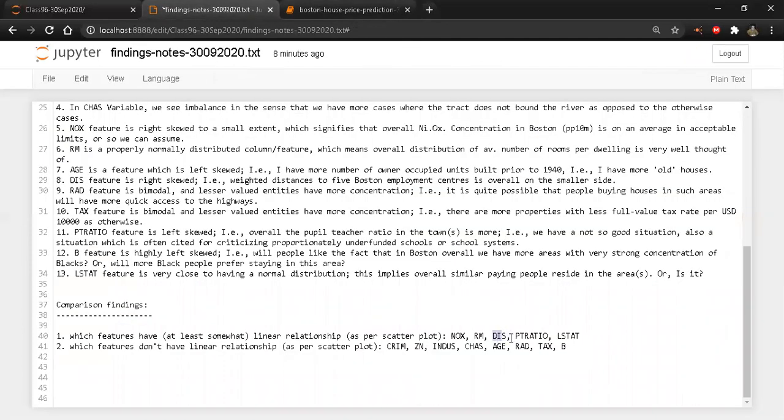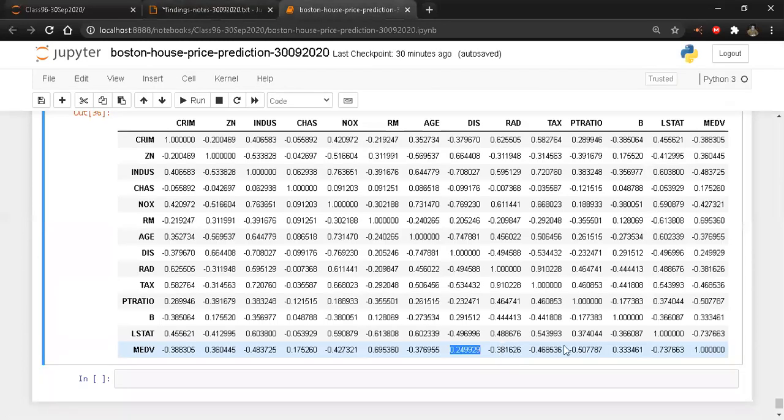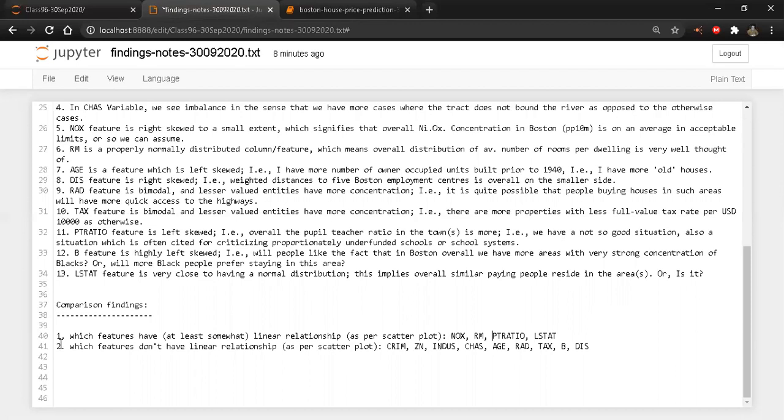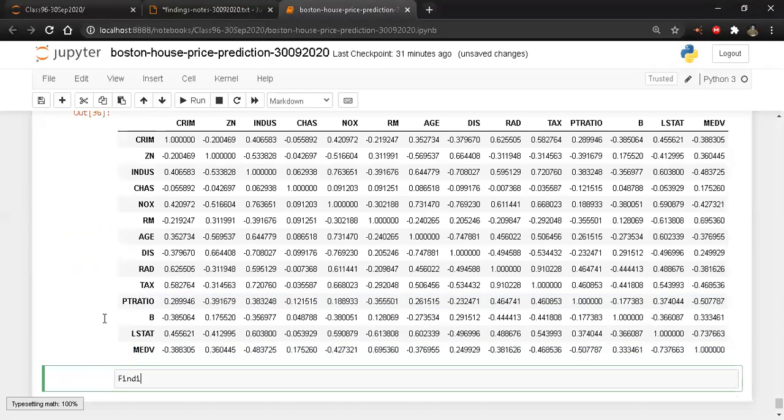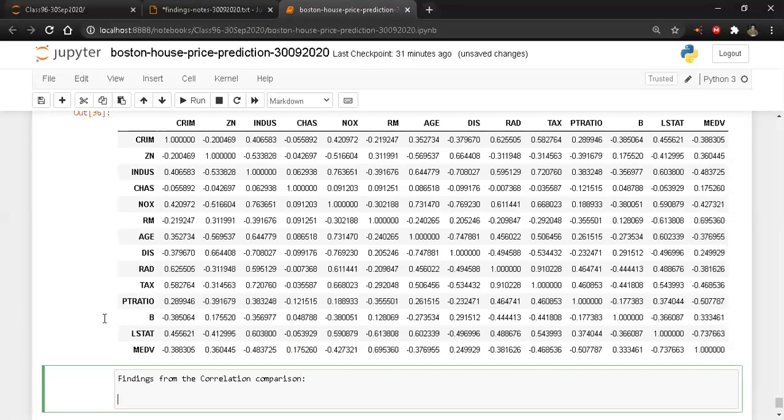Let me just change this. I made a mistake over here. I accept it. I should not have done that. So let's just change this. Again, is there anything else? What was there? PT ratio. PT ratio is here. This is quite good. I mean, this is somewhat negative. And then LSTAT is there. So now I have these findings, which I can call the findings from the correlation comparison.